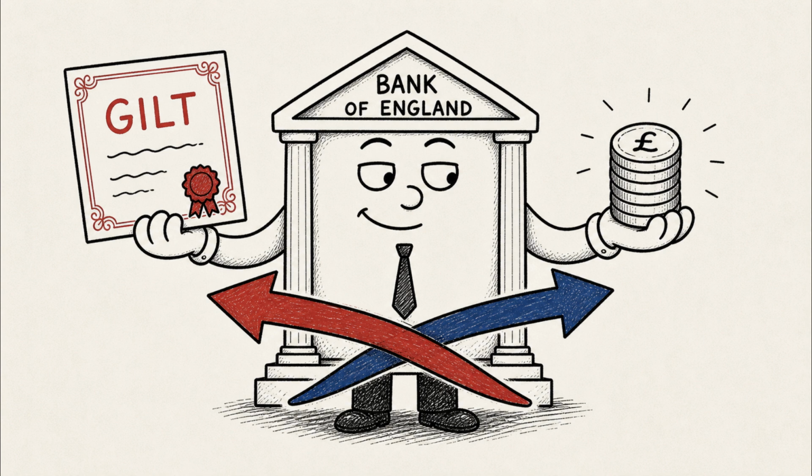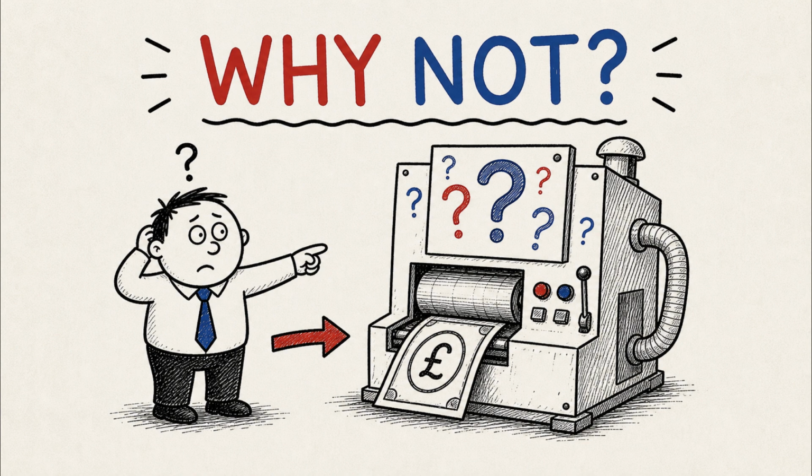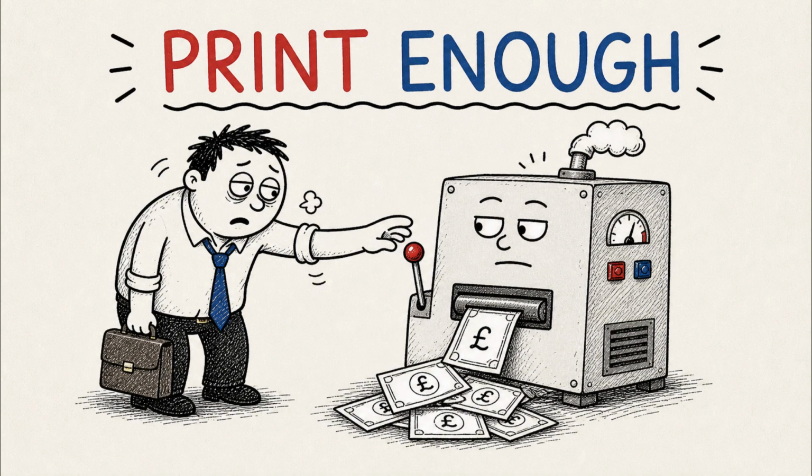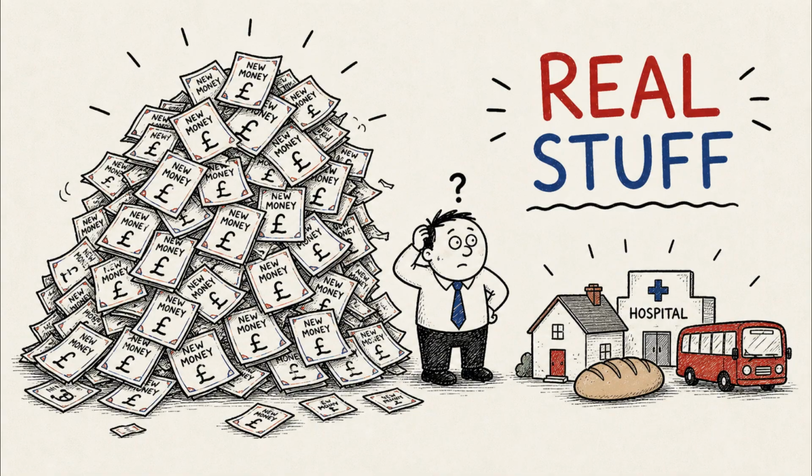And if the Bank of England could just create money to buy government bonds, the obvious question is, why not just do it all the time? Why not print enough to fix the NHS? Why not print enough to build houses? Why not print enough to give everyone a pay rise? Why not print enough so nobody ever has to look at a council tax bill and briefly consider living in the woods? The answer is because creating money is not the same as creating real wealth.